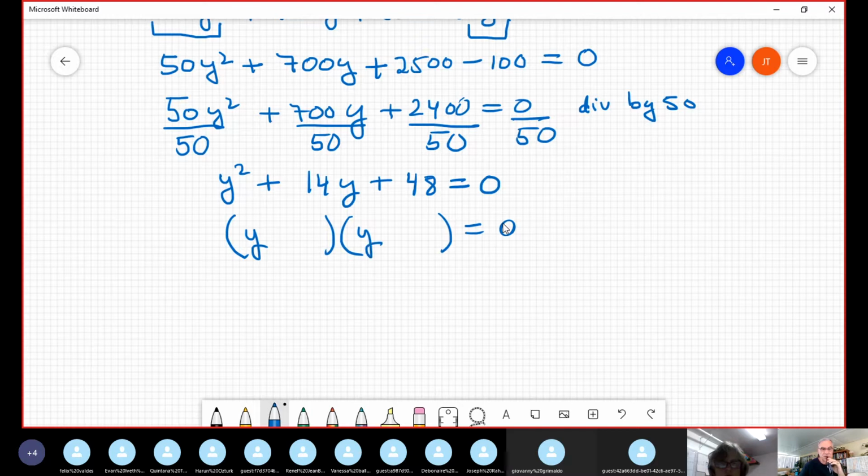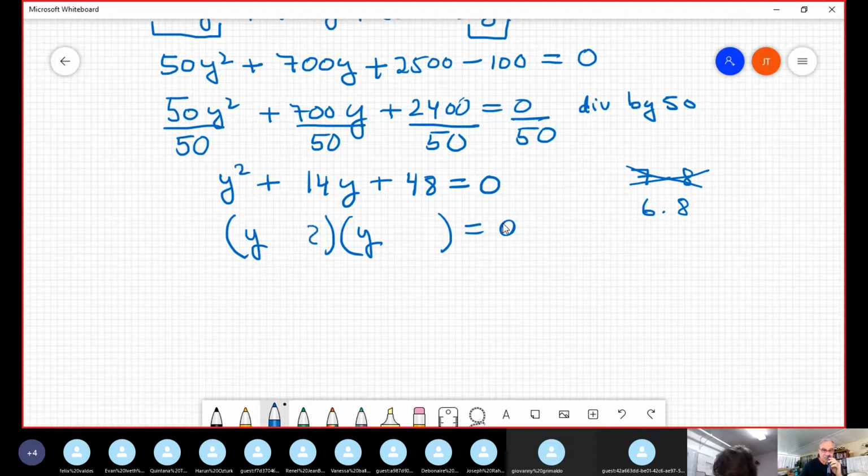Two numbers can multiply each other to give 48, and when adding, give 14. Do you find the number or no? Say again? 7 and negative 7. 7 and 8. 7 and 8 is 56 when you multiply. It's 6 and 8 maybe, no? 6 and 8. 6 times 8 is 48, and 6 plus 8 is 14.